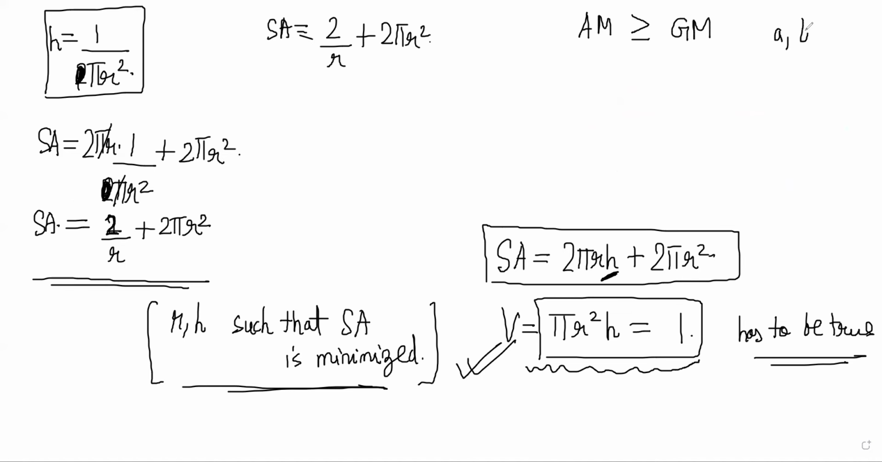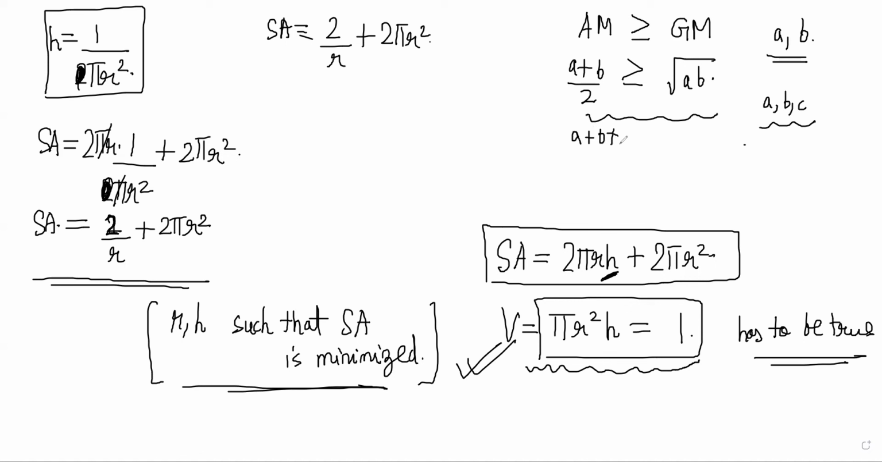If there are two positive numbers A and B, what is the arithmetic mean of A and B? (A plus B) by 2. Is always greater than or equal to what is the geometric mean? Root AB. Right. This inequality is also true for three numbers. The arithmetic mean of three numbers will be (A plus B plus C) by 3, greater than or equal to the geometric mean, which will be the cube root of ABC, right?